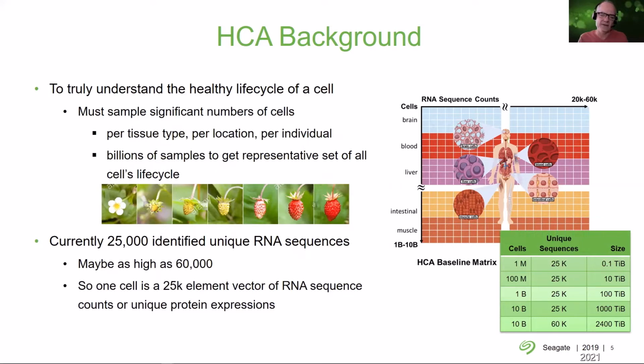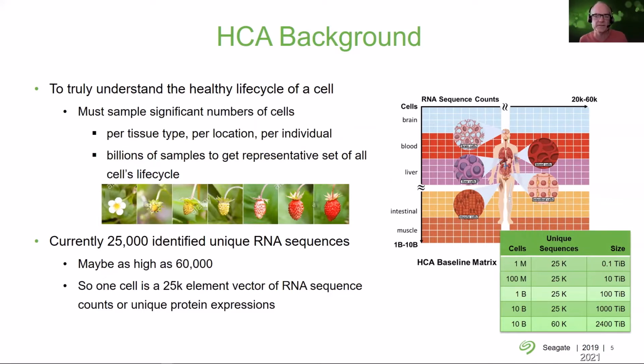So I'm going to be sampling billions of cells. Well, how big is a sample going to yield? Well, there are currently 25,000 identified unique RNA sequences. So you can think of a single cell yielding one vector that's 25,000 elements long, each element being how many times that one particular RNA sequence showed up in the cell. So out of 25,000, sequence 1 appeared 16 times, sequence 10 appeared 20 times.